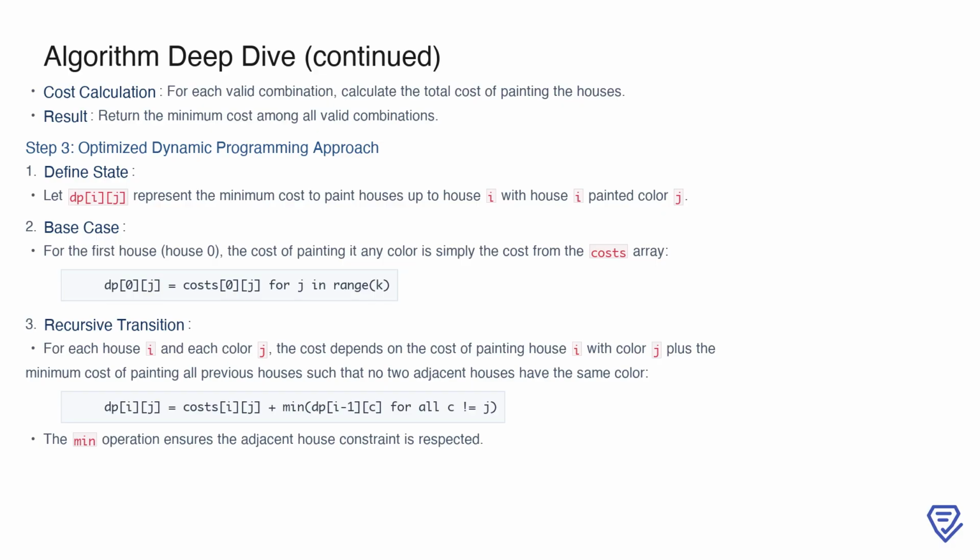Moving forward, the cost of painting each subsequent house depends on two factors: the cost of painting the current house with a given color and the minimum cost of painting all previous houses such that no two adjacent houses share the same color. Thus, the recursive relation becomes dp[i][j] equals costs[i][j] plus min of dp[i-1][c] for all c not equal to j. This ensures that the adjacency constraint is respected while minimizing the total cost.